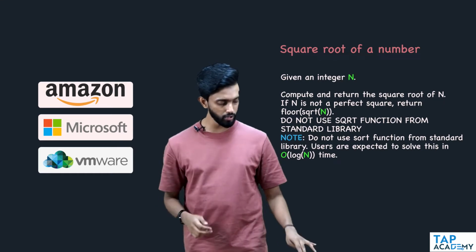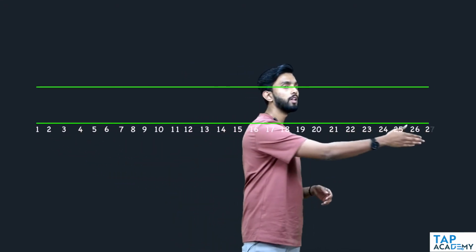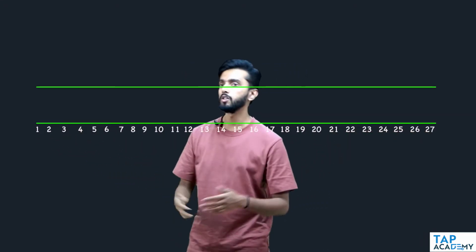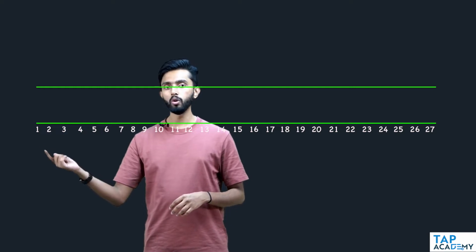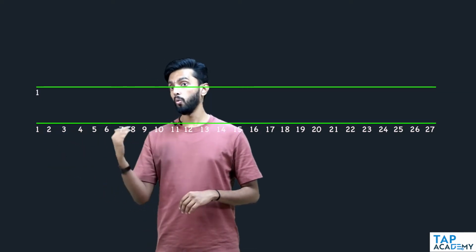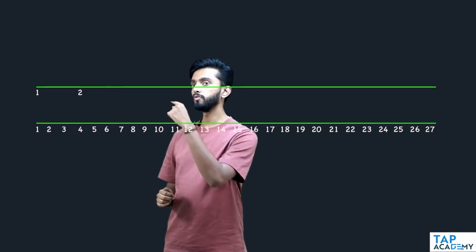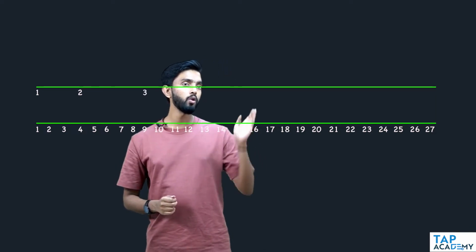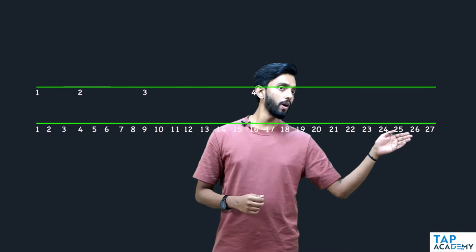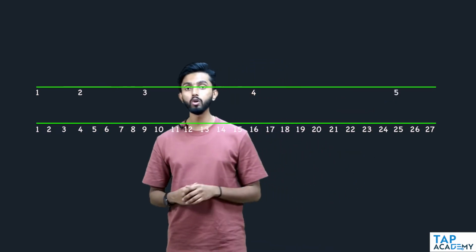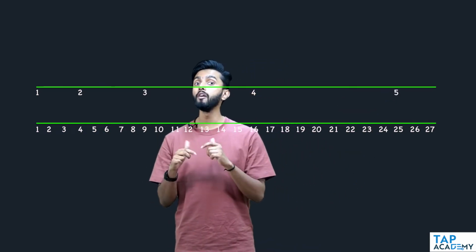Let me show you. First of all, let us understand what we mean by the square root of a number. See, here in a number line, I am showing all the numbers to you, right? Now, if I ask you, what is the square root of 1? It is 1 only. What is the square root of 4? It is 2. What is the square root of 9? It is 3. What is the square root of 16? It is 4. What is the square root of 25? It is 5.